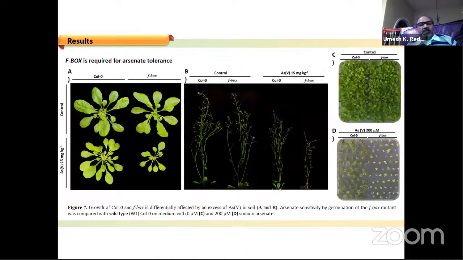Sorry, this is coming in a different place. This is the arsenic gene that we have published.